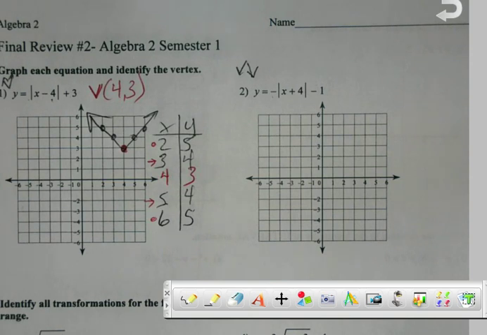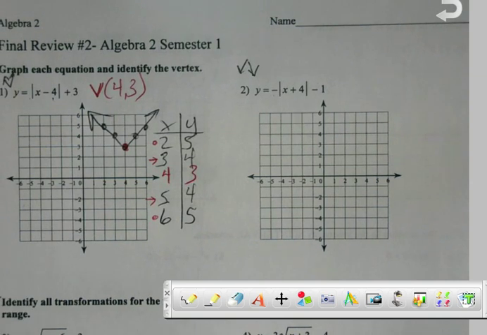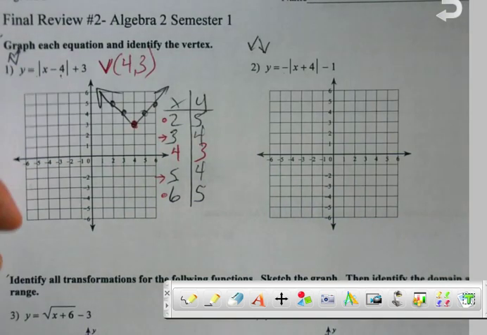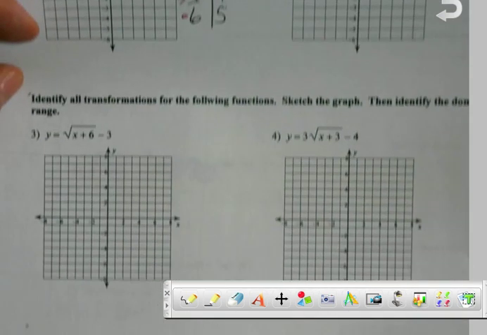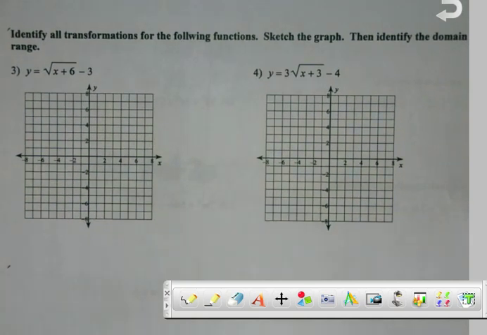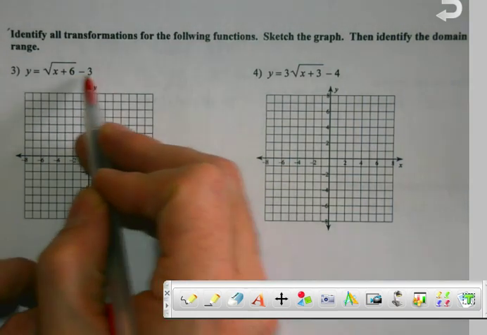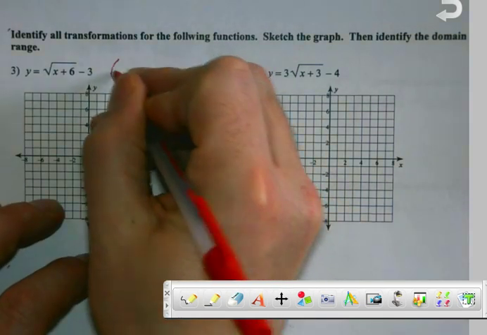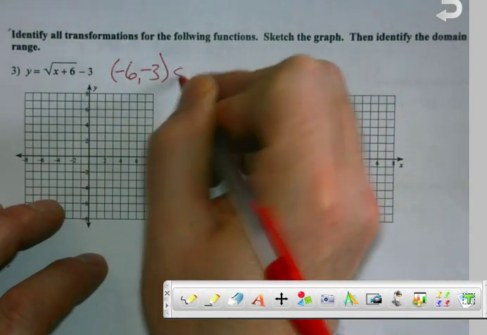However, when we move from absolute value equations that look like these into what we're looking at in 3 and 4, now we're looking at radical functions. And notice, it also asks you to identify the domain and the range. Now when I get here, I can still find my starting value the same way I did above. Where's this particular graph going to start at? Okay, -6, -3. This is the one where we're going to start.